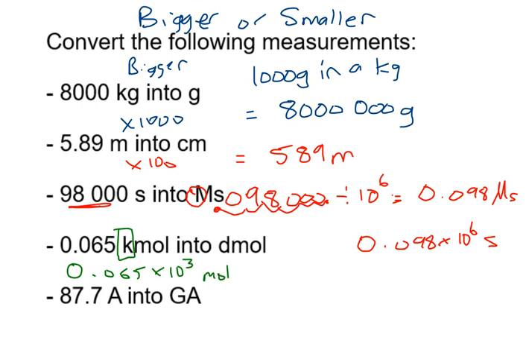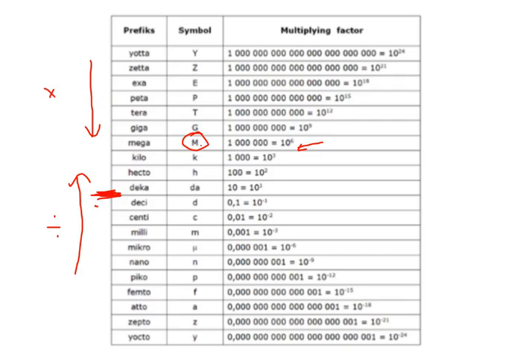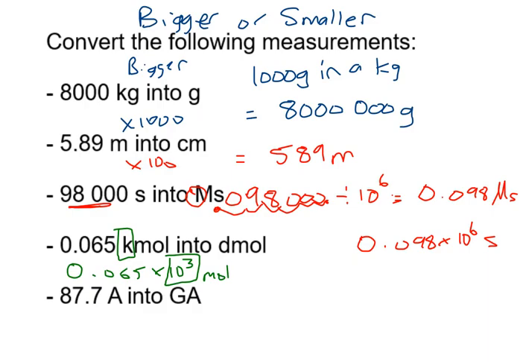And all I've done is I've replaced this K with times 10 to the 3, because like I said on this chart here, what is a kilo? A kilo is a... And so if this makes sense to you, then just times this by 1,000. So 1, 2, 3. This is actually 65 moles.